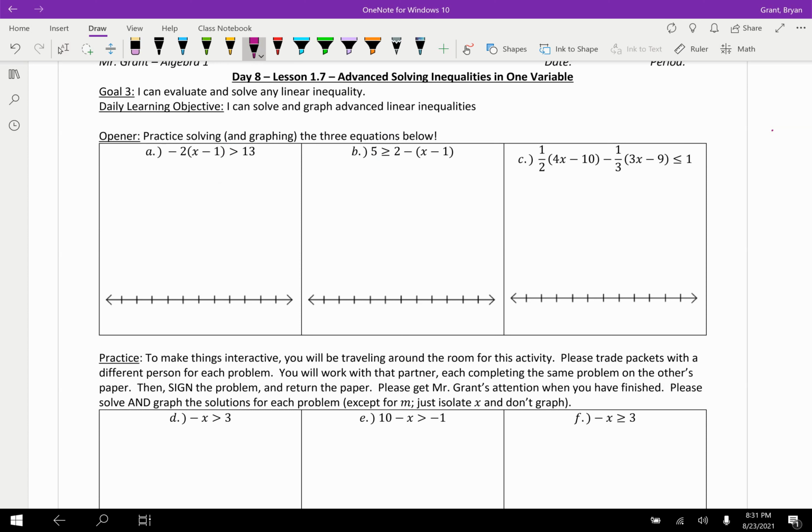So go ahead and pause my soothing voice at this point to try these three problems, and then unpause and we'll see how you did. Ready, set, go. All right, welcome back, and let's see what we've done.